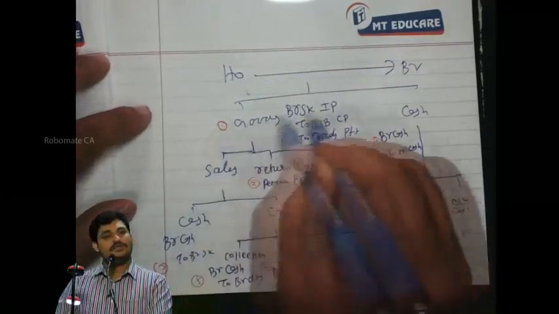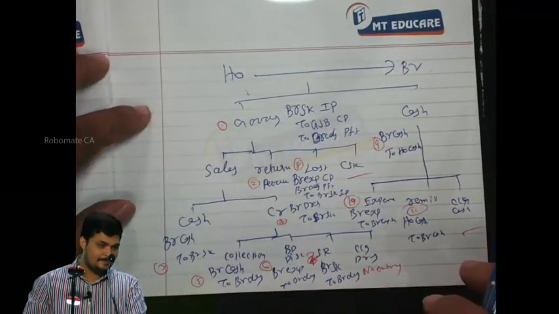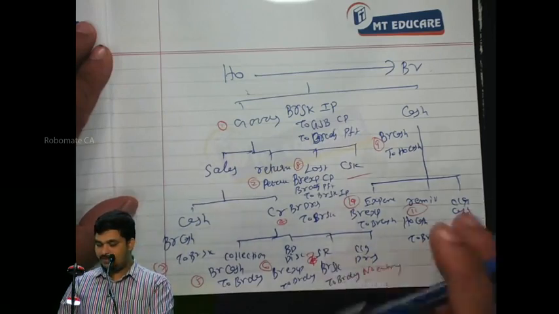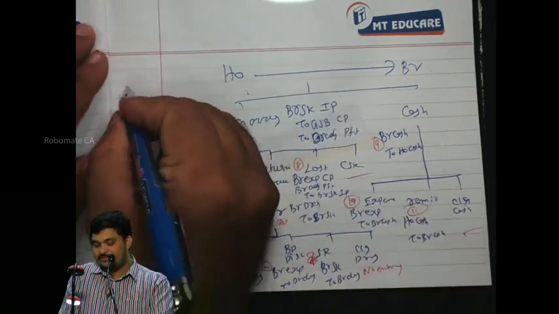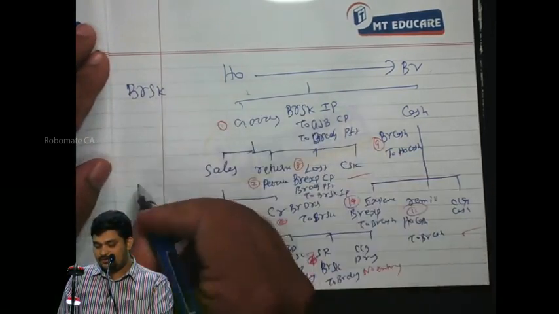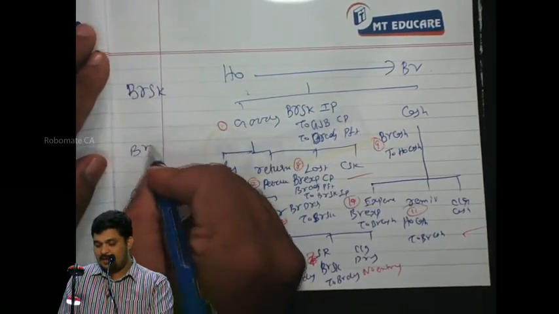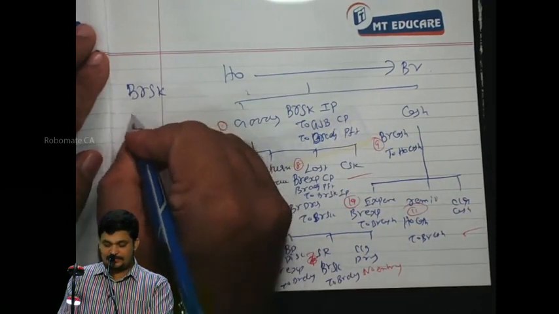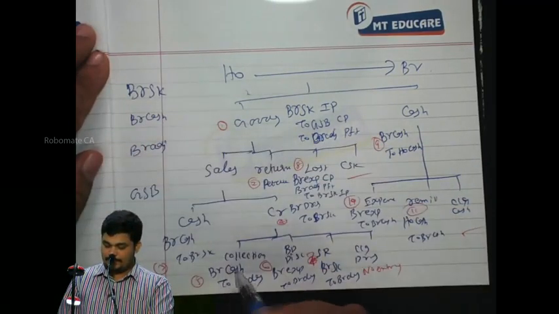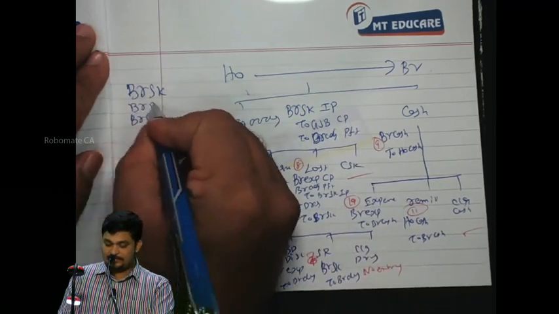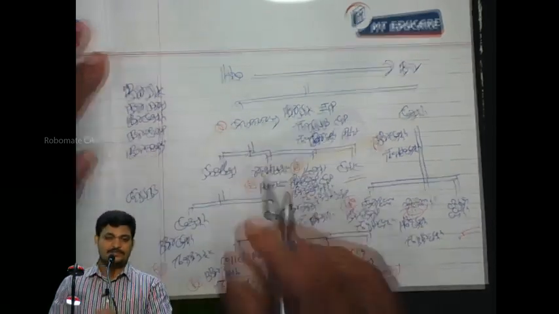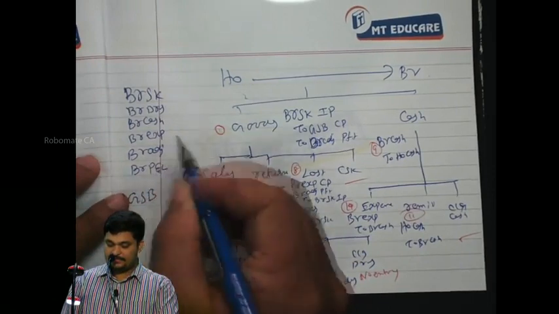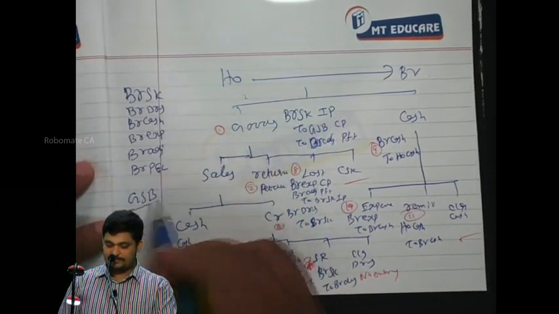Now, we have discussed the journal entries with a lot of effort. Let us now prepare the accounts. From our first entry, we have the branch stock account. Which are the accounts that we will be preparing? Goods sent to branch, branch adjustment account, branch cash, branch debtors, branch expenses, branch P&L. Everybody? So how many accounts do we have?